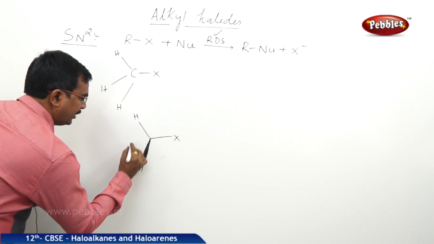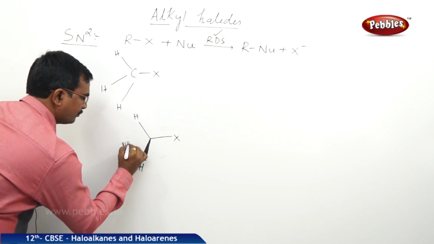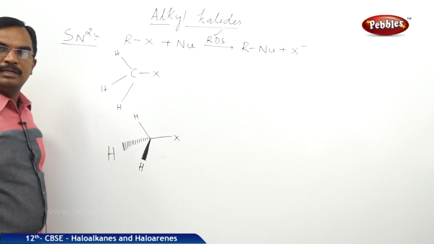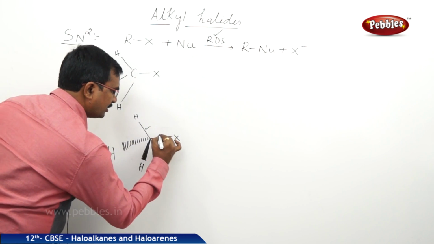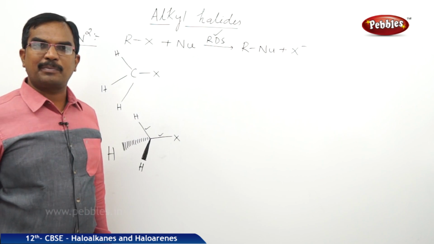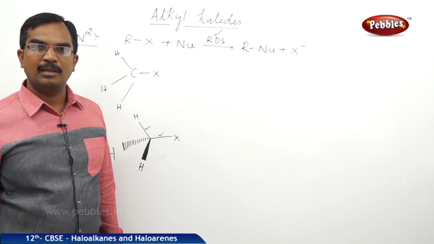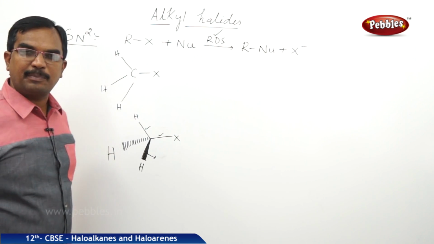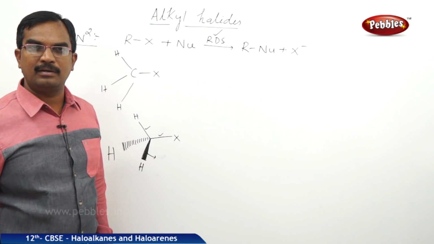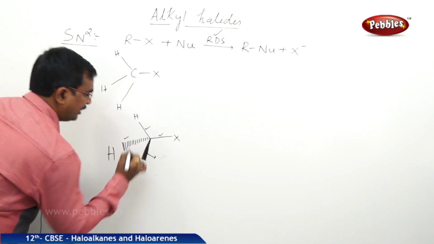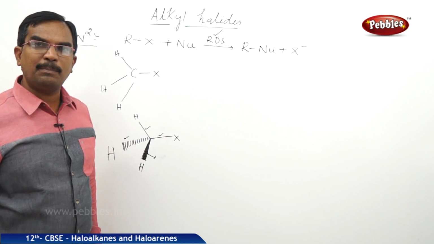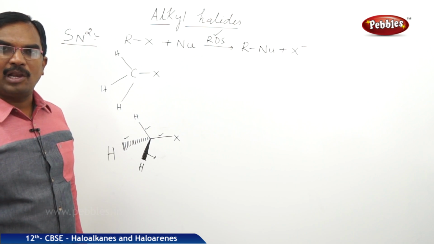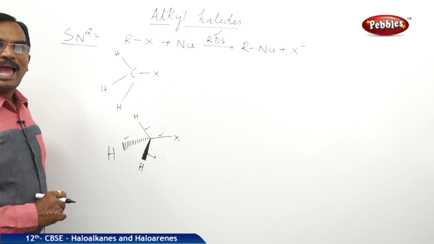Hydrogen and another hydrogen atom. So these lines represent that these two bonds are present within the plane of the paper. And this bond represents that the particular bond is above the plane of the paper, and this particular one represents that the bond is below the plane of the paper. So we can represent the corresponding molecule 3-dimensionally. So here is methyl halide.